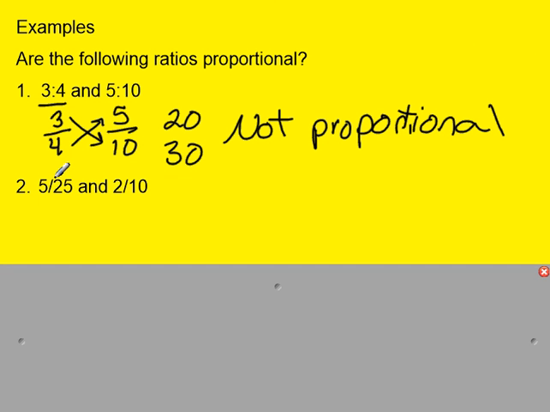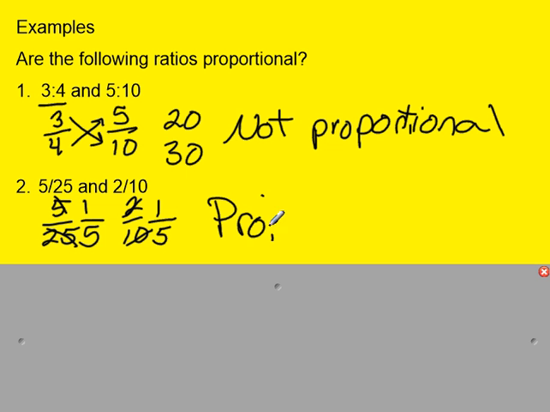Second example is 5/25 and 2/10. So I'll write it this way. And I'm going to try simplifying on this one. So I'm going to take my first fraction, 5 and 25. They can both be divided by 5. 5 divided by 5 is 1. 25 divided by 5 is 5. So my first fraction simplifies to 1/5. And then my second fraction, I have 2 over 10. They can both be divided by 2. 2 divided by 2 is 1. 10 divided by 2 is 5. So these are proportional because those two fractions simplify to both equal 1/5.